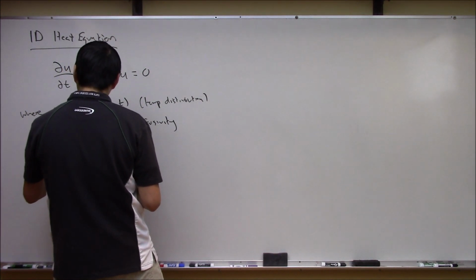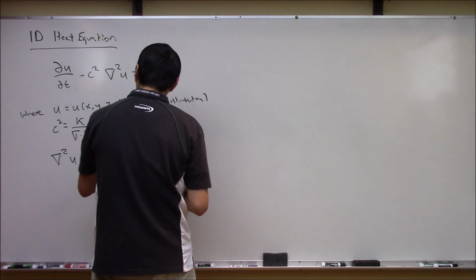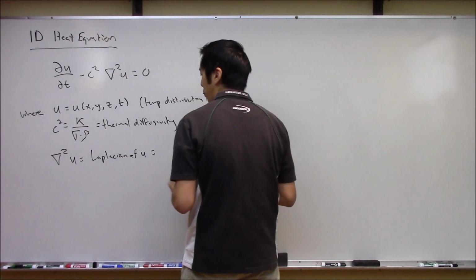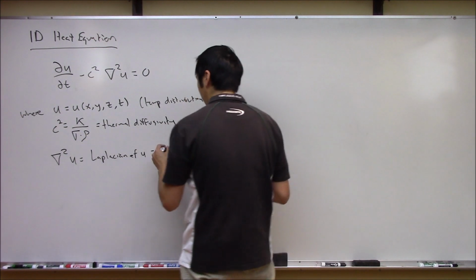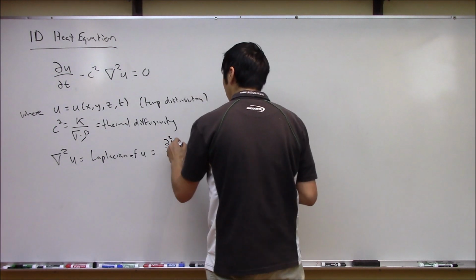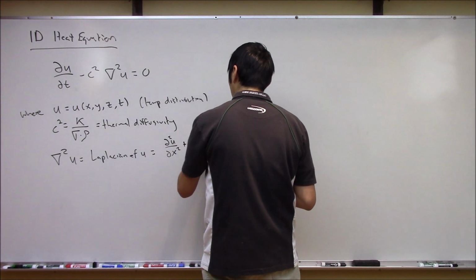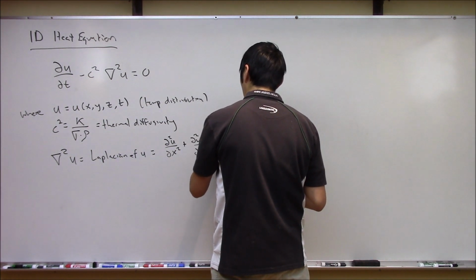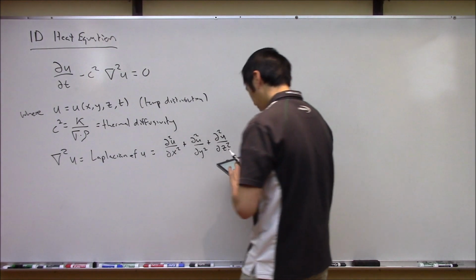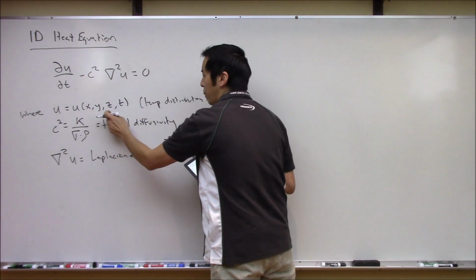And like we said earlier, del squared u is the Laplacian of u, which, if you remember our discussion on vector differential calculus, is just the sum of all the second order partials of the spatial terms. So it's partial squared u over partial x squared plus partial squared u over partial y squared plus partial squared u over partial z squared. Okay, so you see here, this situation has four independent variables.